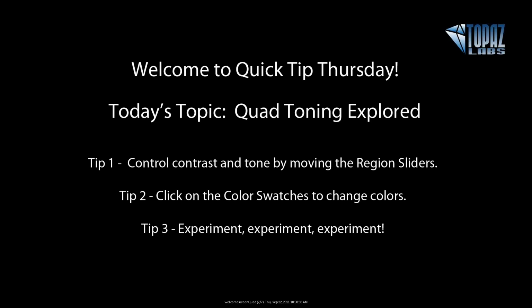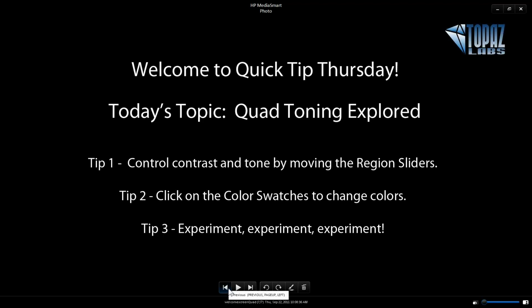Tip number 2 is click on the color swatches to change colors. Those are not set colors for each preset. Let's say in a cyanotype, you don't like a certain blue and you want to have a darker blue, you can easily click on the color swatch to change that color. So tip number 3 is experiment, experiment, experiment. This is a really fun tool, and it allows you to really create many unique looks, and that's why I consider it one of the most powerful tools within black and white effects.